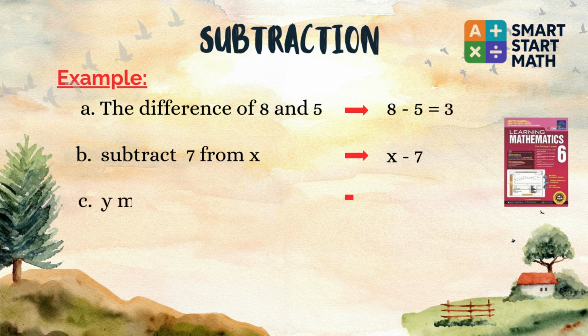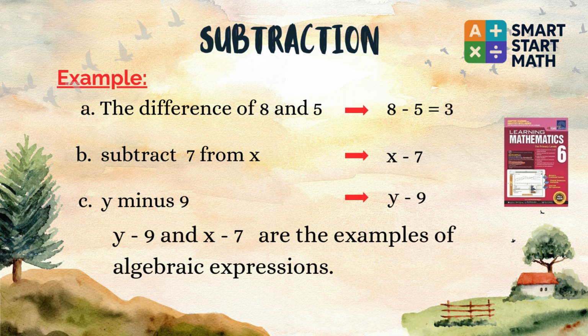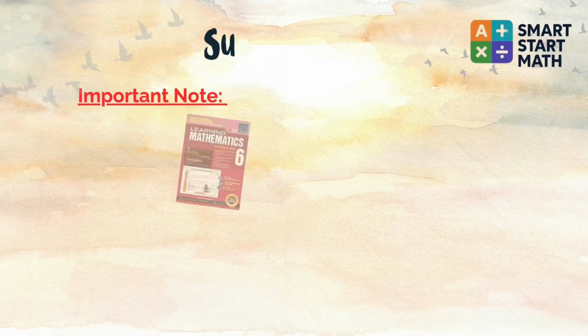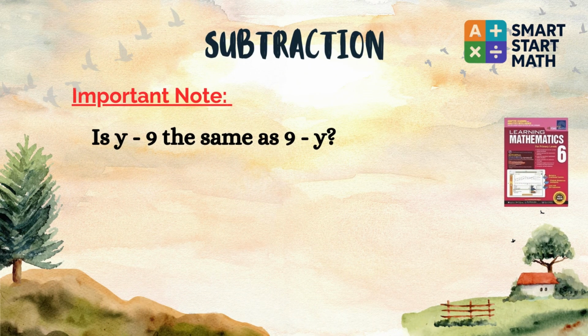Now let's look at example C. We want to subtract 9 from y. So we write it as y minus 9. Based on these examples, x minus 7 and y minus 9 are both examples of algebraic expressions using subtraction. Now, let's take a minute to answer this question. Is y minus 9 the same as 9 minus y?